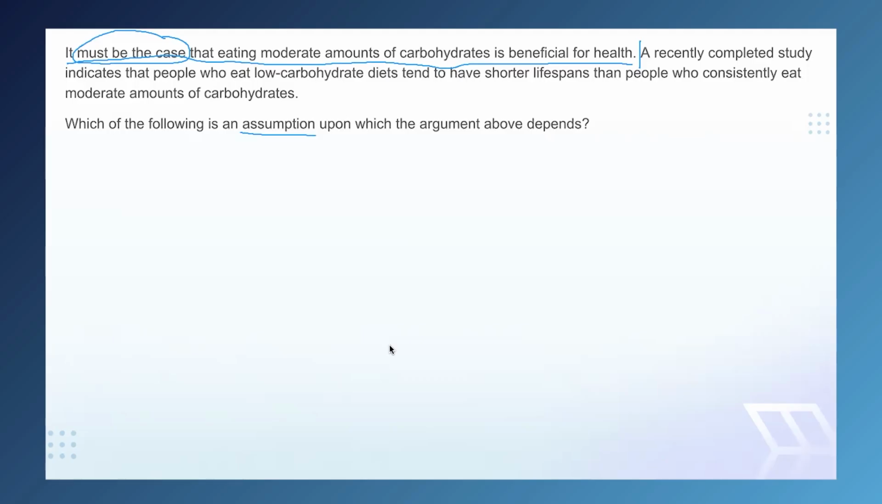And that is that we have a study that is relating two things. Here, eating low carbohydrate diets is related to having a shorter lifespan. These two things are correlated. And when we see two things that are correlated in an argument, that should immediately ring alarm bells that we have correlation versus causation as our logical flaw. Correlation versus causation is one of the most common logical flaws or logical fallacies that we see, one, in real life, but on critical reasoning questions.